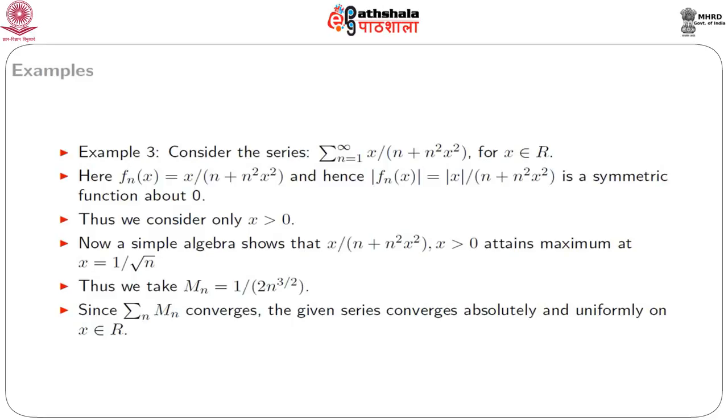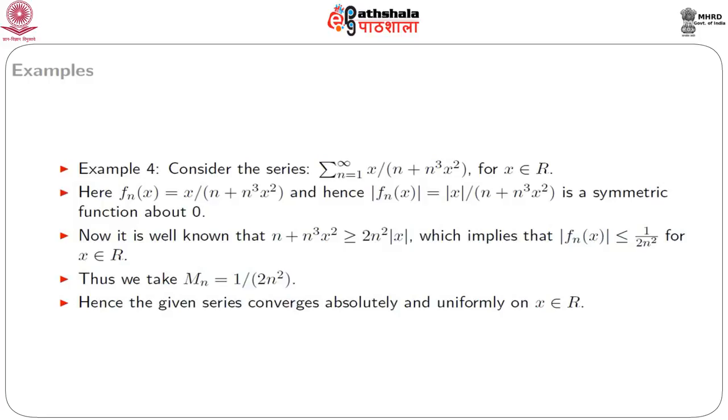So, we can take the maximum value of the absolute value of f n x as our M n, and in this case we get M n as 1 by twice n to the power 3 by 2. It is well known that the series with 1 by 2 n to the power 3 by 2 as the nth term converges. So, the given series converges absolutely and uniformly on x belonging to R.